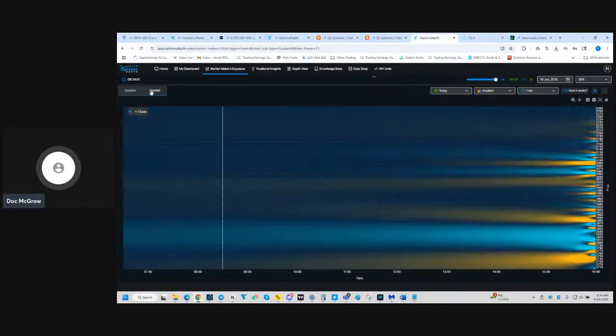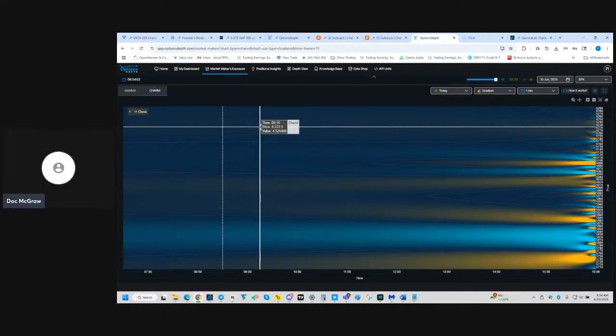Okay, let's look at charm, which is decay. What are those black lines? Okay, I'll get back to that in a second.